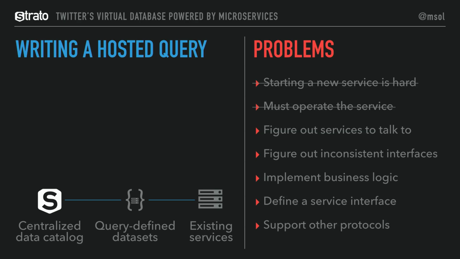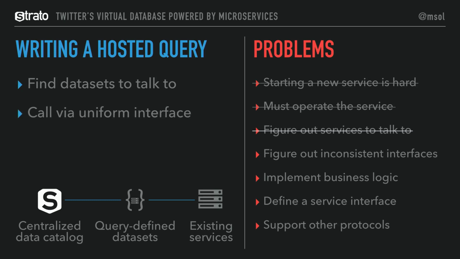OK, so step one is to find the data sets to talk to. But hey, guess what? They're actually easy to find and read about now because they're in a centralized data catalog. So let's cross that out, because even though it's still a problem, it's now a pretty easy one to solve. The next problem is we're going to need to actually call these services. And remember, this was hard before because batching, error handling, and other inconsistencies meant that we had to learn each service's interface.